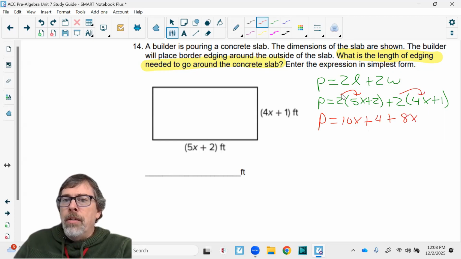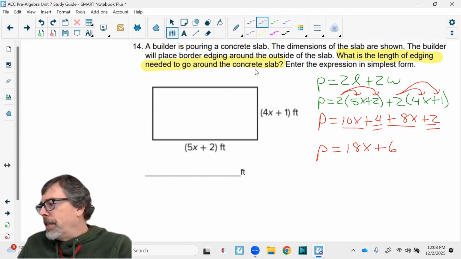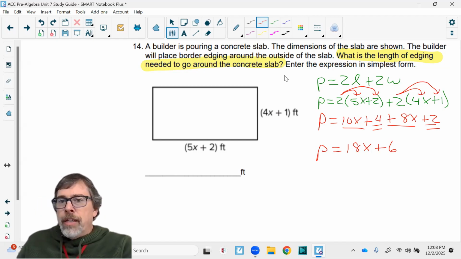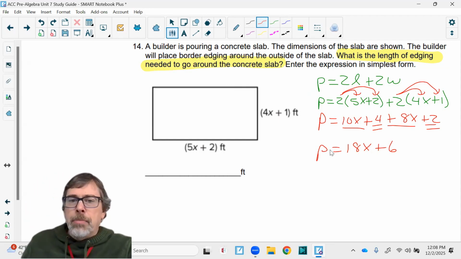I distributed here. I didn't show my arrow here. And I'm distributing here. 2 times 1 is 2. 10x plus 8x, 18x. Plus 4 plus 2 is plus 6. Okay, what is the length of edging needed to go around the concrete slab? Put your answer in simplest form. It is 18x plus 6.